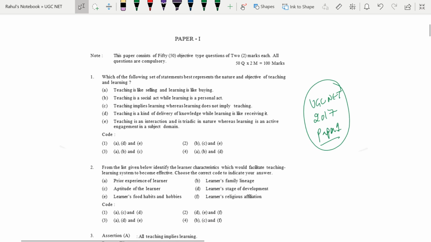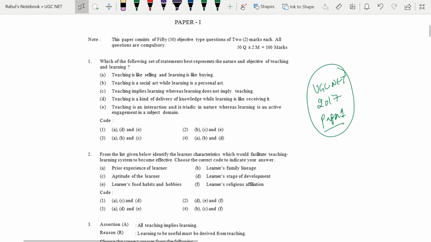In order to pace up for UGC NET Paper 1 as a mock test, we are solving UGC NET 2017's Paper 1. The complete paper consisted of 50 questions, and these are the questions that were exactly asked in the UGC NET Paper 1. And the key to crack the UGC NET exam is just to solve previous year papers as much as possible. So guys, let's start with this session.